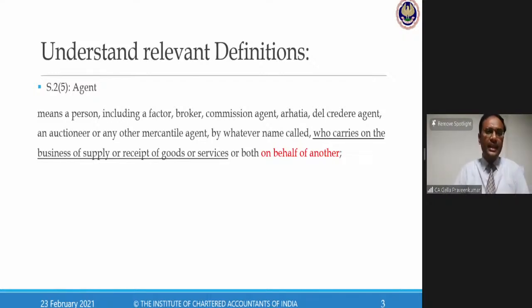agent means a person, including a factor, broker, commission agent, arhatia, del credere agent, auctioneer, or any other mercantile agent by whatever name you call, who carries on the business of supply or receipt of goods or services or both on behalf of another. Important aspect you see, this fellow is carrying out a business. What is a business? Supply or receipt of goods. He is supplying the goods or he is receiving the goods on behalf of another.